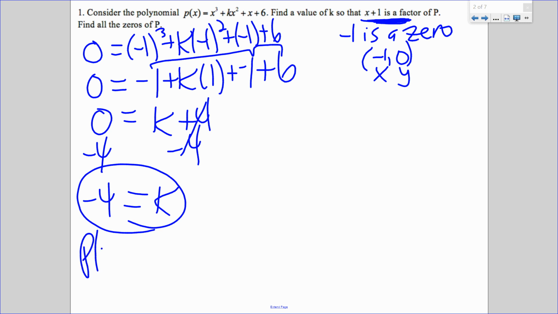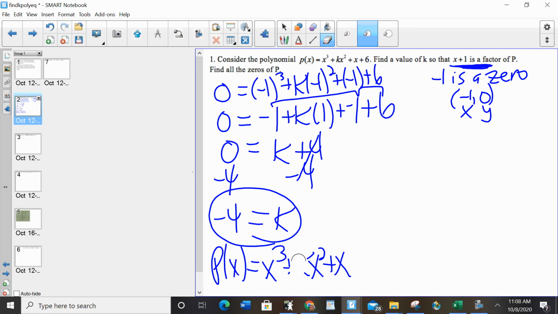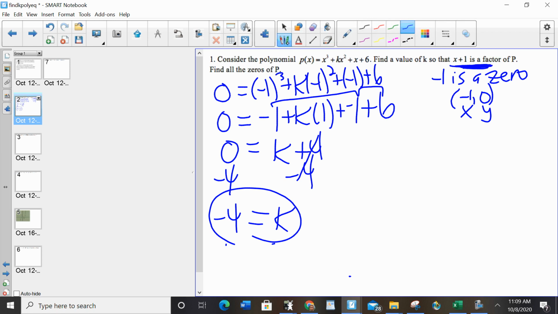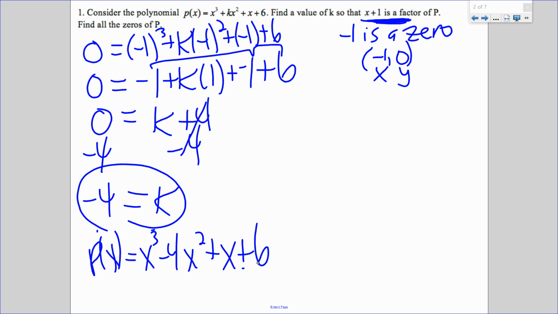And my equation now is p of x equals x cubed plus kx squared, I just fixed that. Let's just redo this part. So I have p of x equals x cubed minus 4x squared plus x plus 6. So that's the first part of the question.